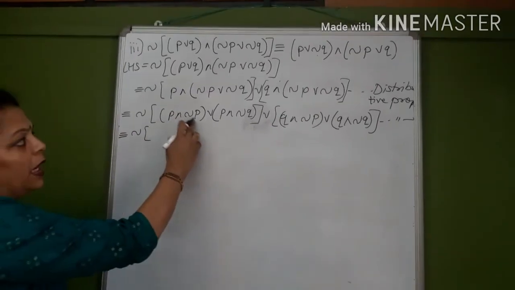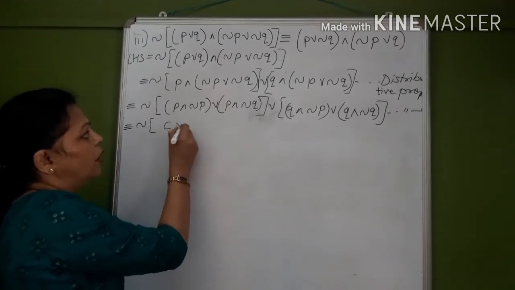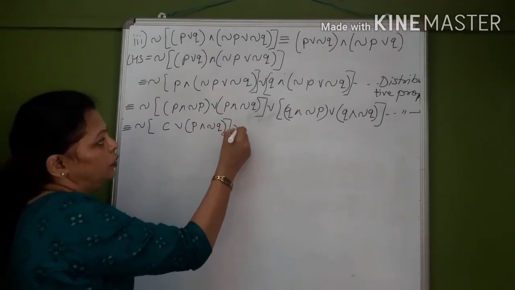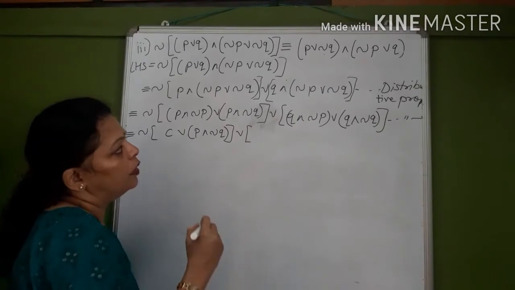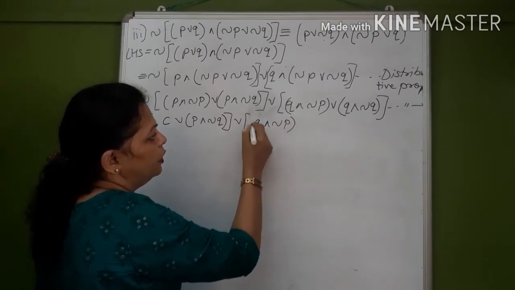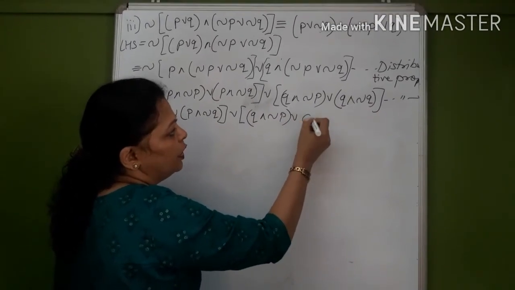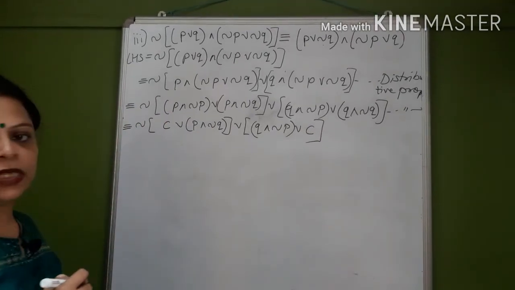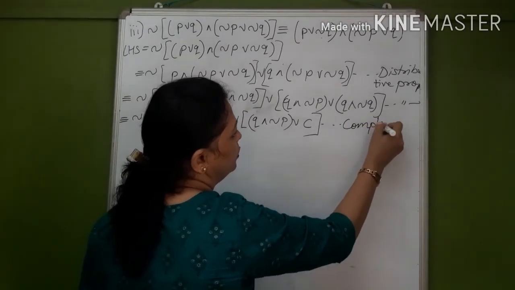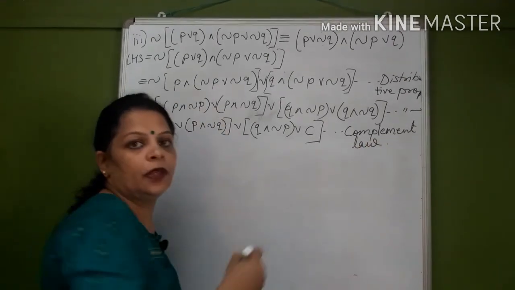P and negation P will be false, that is contradiction, or P and negation Q, or Q and negation P, or again Q and negation Q will be contradiction. So you get there C. This is your complement law. Fine.